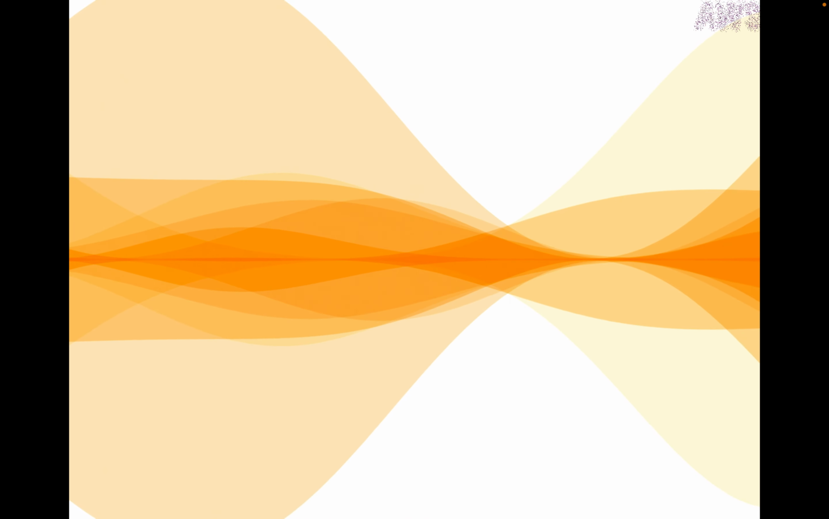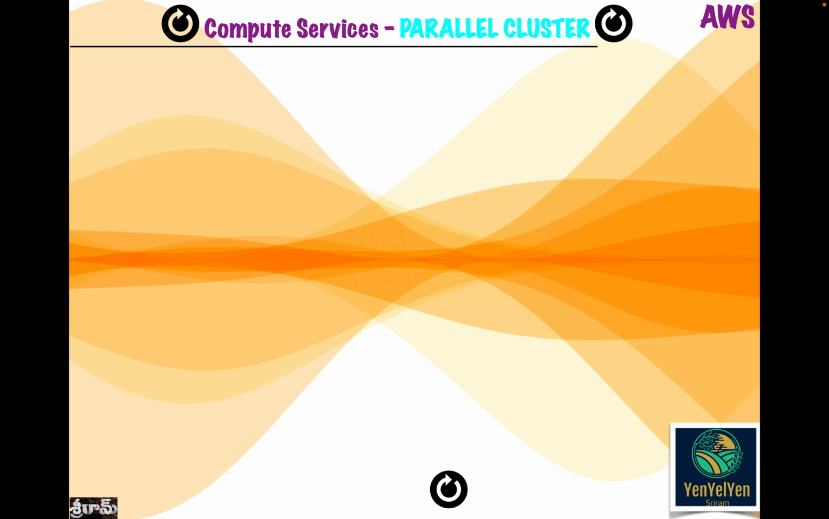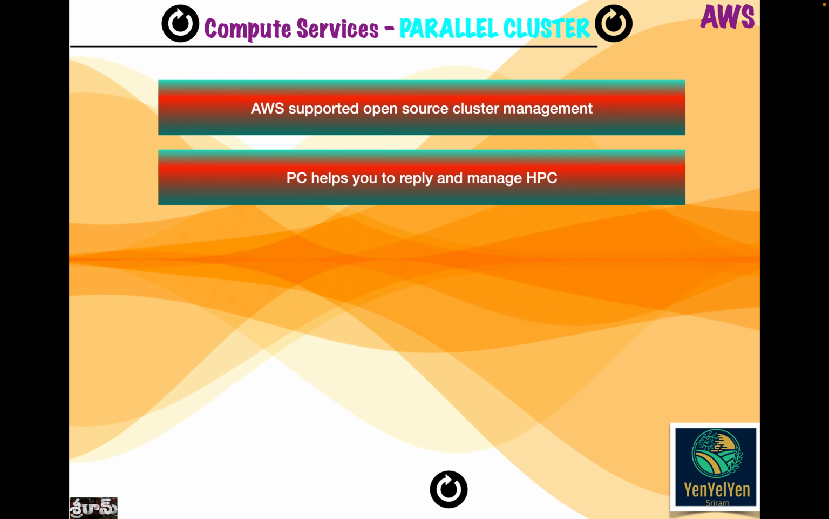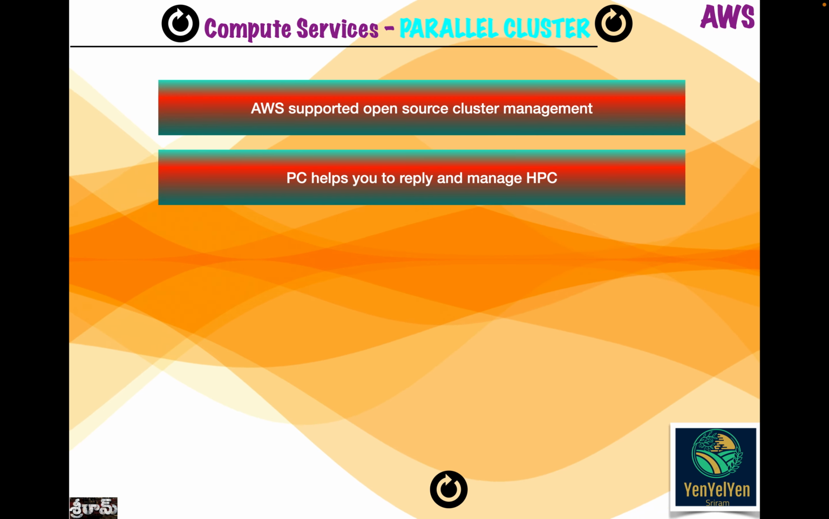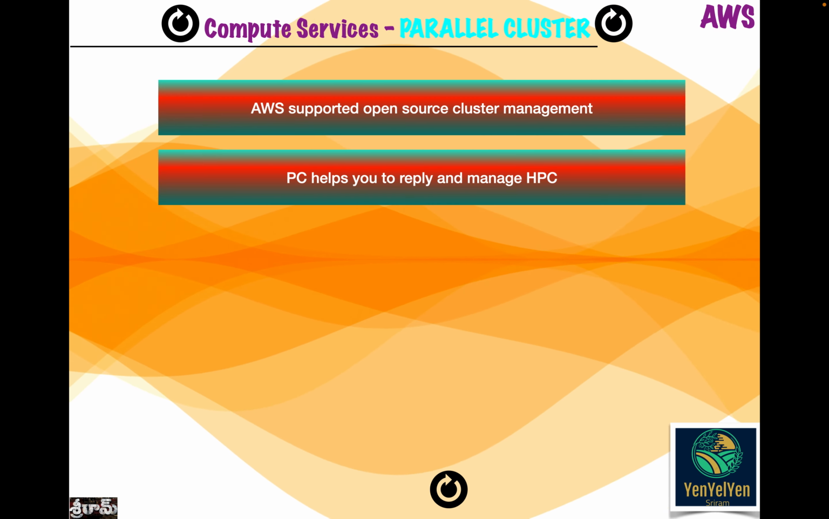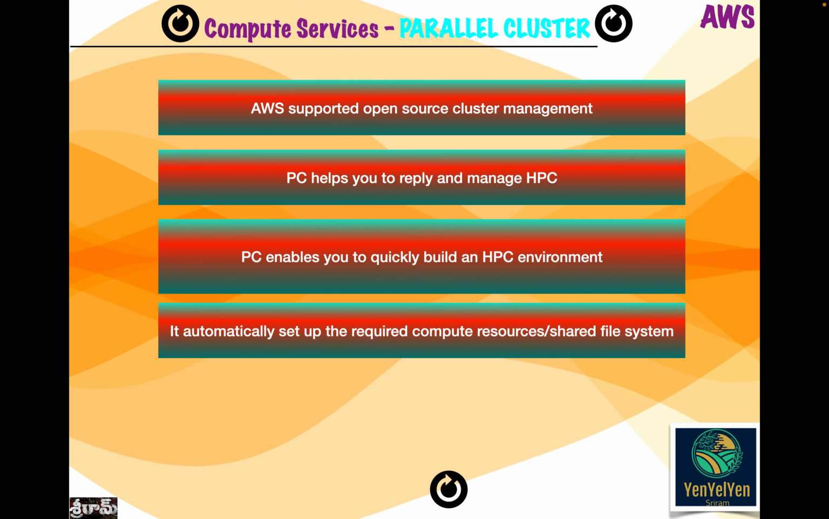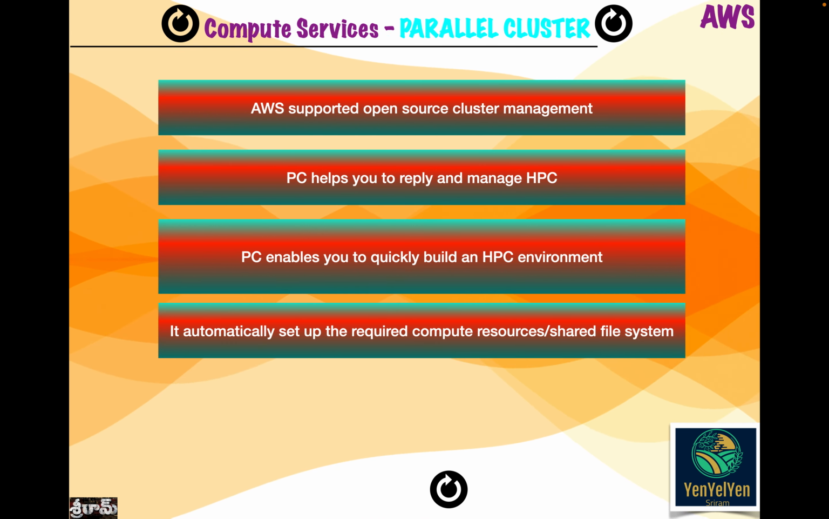The next one is Parallel Cluster. Parallel Cluster is an AWS supported open source cluster management tool that helps you to develop and manage high performance computing clusters in cloud, built on the open source CfnCluster project. Parallel Cluster enables you to quickly build an HPC, that is high performance computing cluster environment in AWS. It automatically sets up the required compute resources and shared file system.